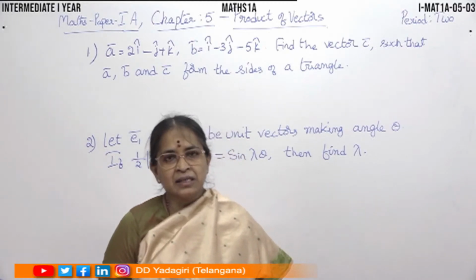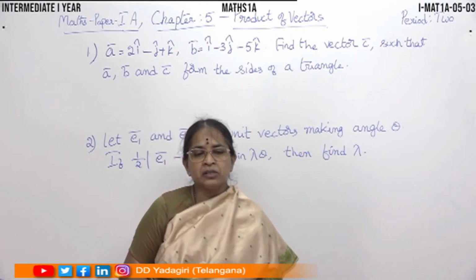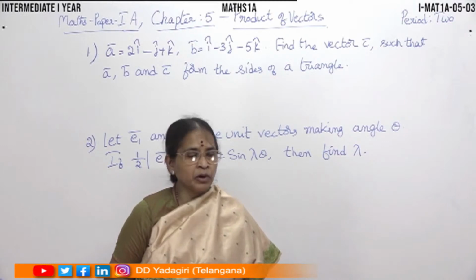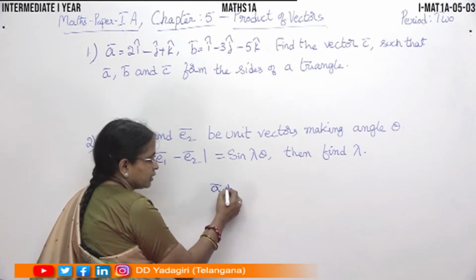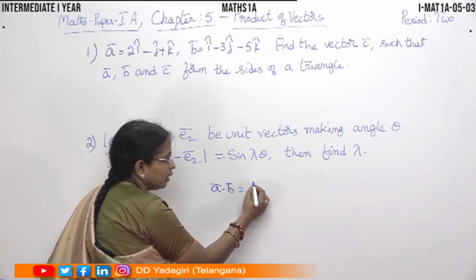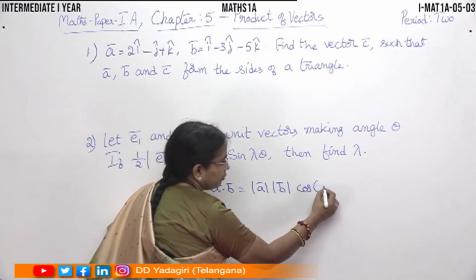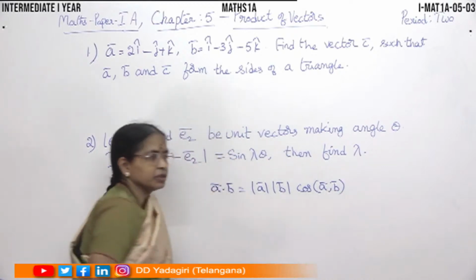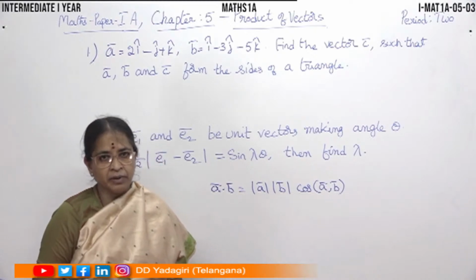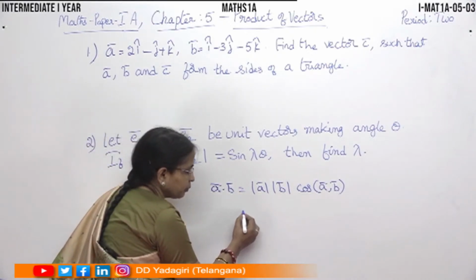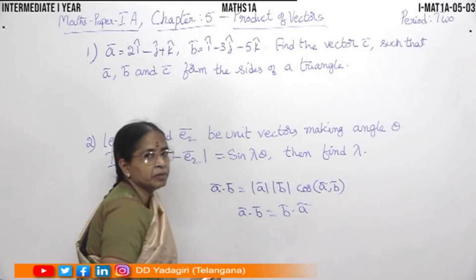Now, in the last class, you studied about the properties of scalar product. So, when A and B are two vectors, A dot B is given by the formula mod A into mod B into cos of angle between A and B. This is the definition. And we also learned the property that A dot B is equal to B dot A.